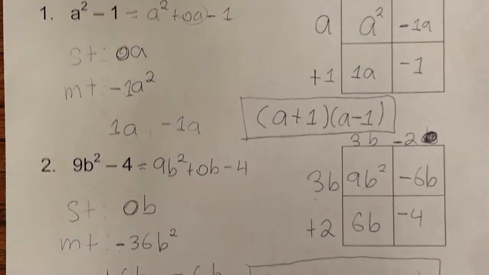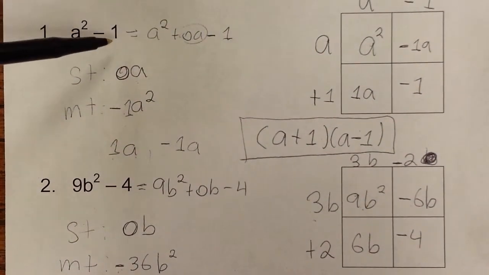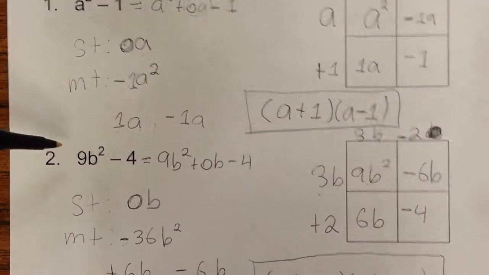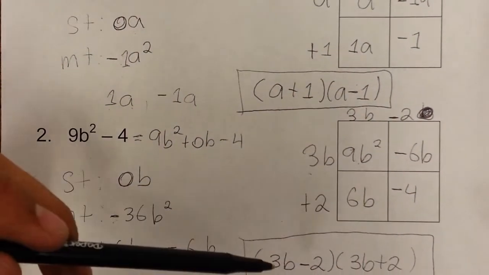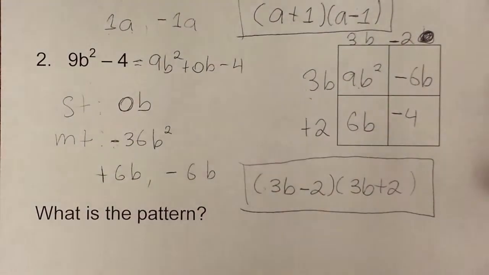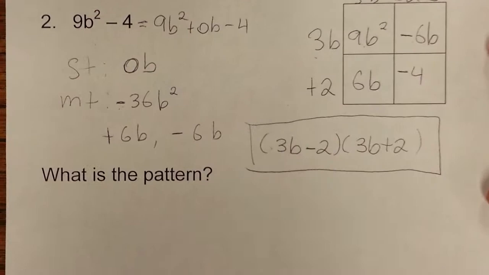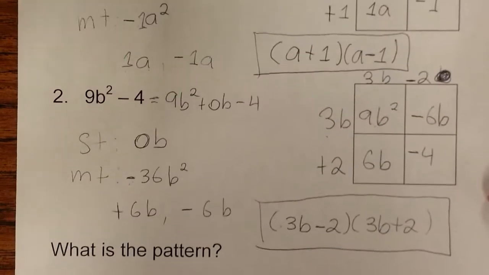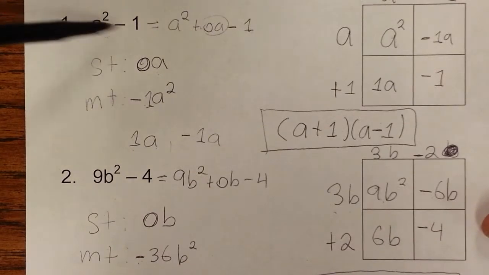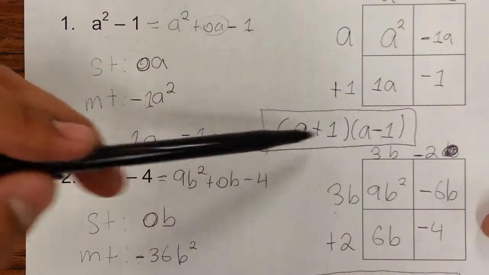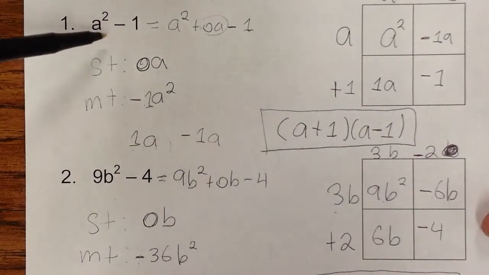Now if you notice, we've got a squared minus 1. That got factored into a plus 1 times a minus 1. 9b squared minus 4 got factored into 3b minus 2 and 3b plus 2. So it's asking us for a pattern. We need to think of a pattern we've seen. Now if you notice, if we think of a squared as a perfect square, it can be written as a times a.